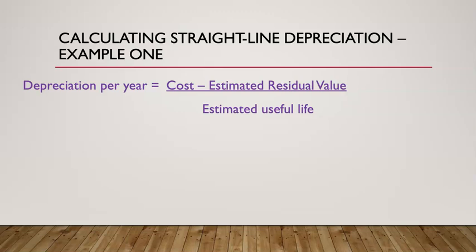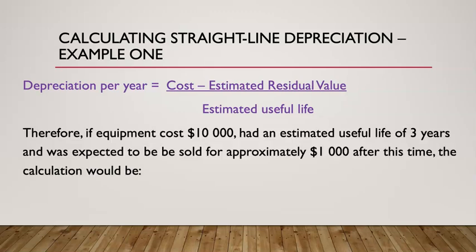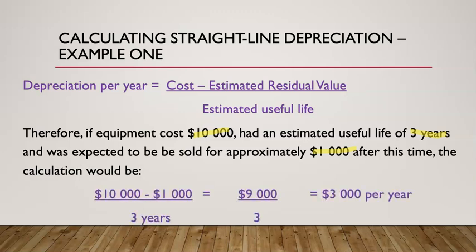We have a formula, so let's look at this example. If the equipment cost $10,000, so we have a cost here, and an estimated useful life of 3 years, and it would be expected to be sold for $1,000 after its 3 years, we have the 3 inputs to work out depreciation per year. Cost of $10,000 minus residual value of $1,000 divided by useful life of 3 equals $3,000 per year. We're going to use up $3,000 worth of the value of our asset each year as we use this equipment to generate revenue.